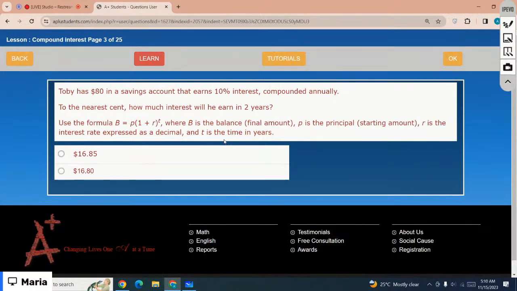Okay, the next one is: Toby has $80 in his saving account that earns 10% interest compounded annually. To the nearest cent, how much interest will he earn in 2 years? So, which is the correct option? Base principal amount is $80, right? Interest rate is now 10.